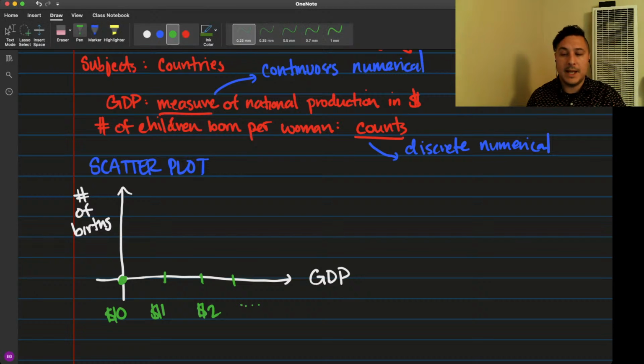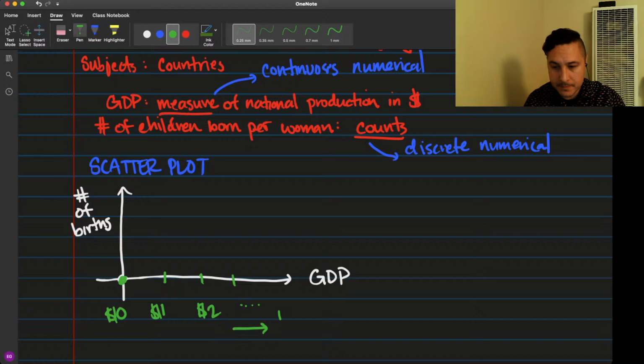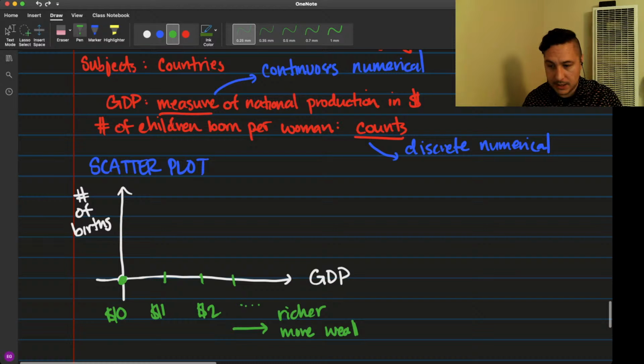So as you go to the right, how would you describe the countries? They're becoming more what? So as that number gets bigger, how would you describe the countries? Richer or more wealthy country, however you want to say it. Richer. More wealthy. I can't write today. Wealthy. There we go.